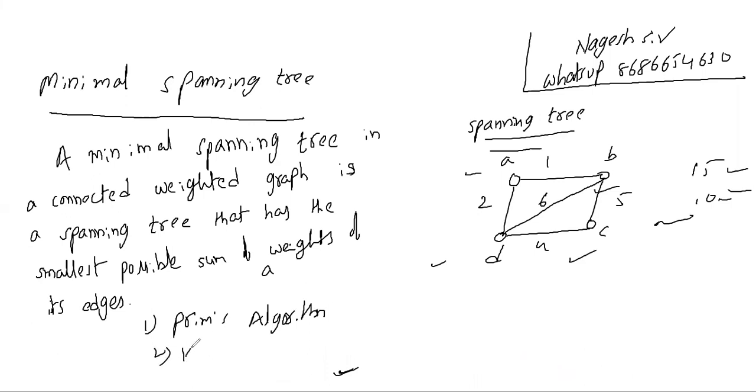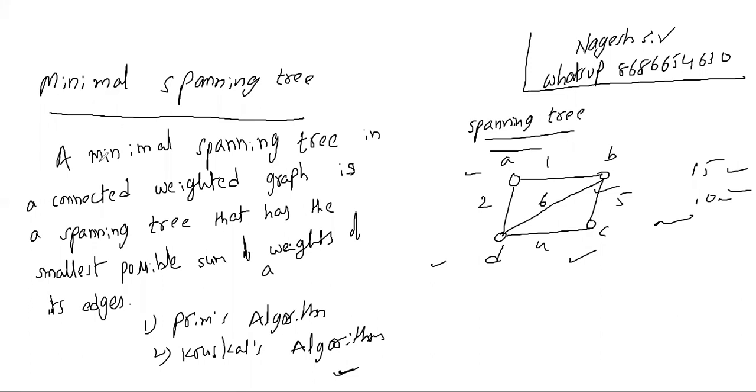Second is Kruskal's algorithm. Using these two algorithms, we can find the minimal spanning tree of the given graph.